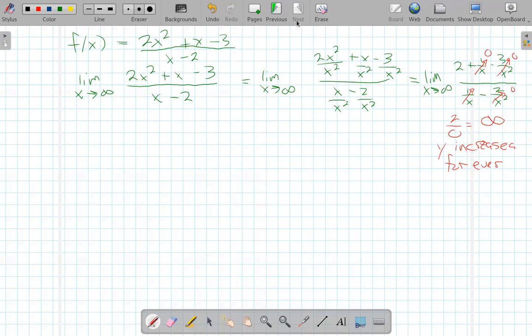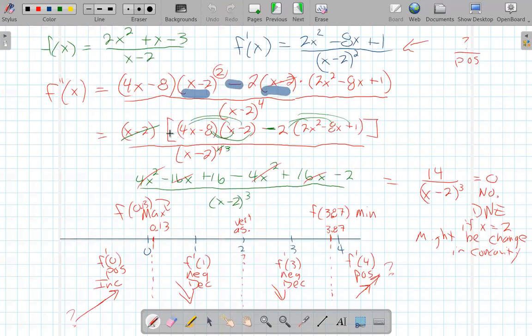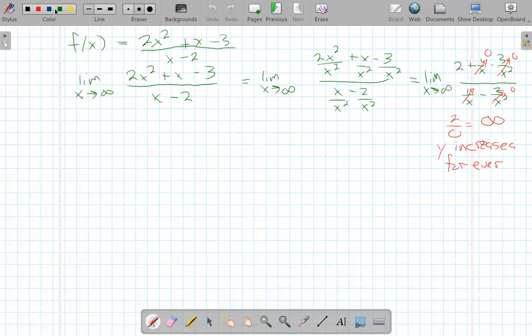That means that maximum that I found is a local or relative max, because there are bigger numbers since the function increases forever. So back here, this right here is going to have to be a local or relative, not absolute. And my guess is the same thing's going to happen with the min, that on this side we're going to drop forever. Let's check that limit.